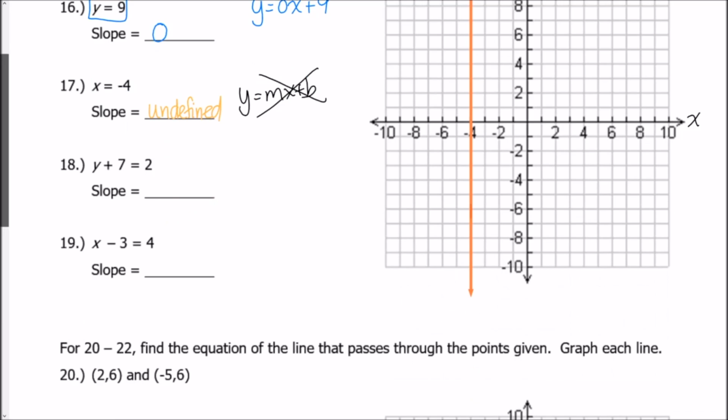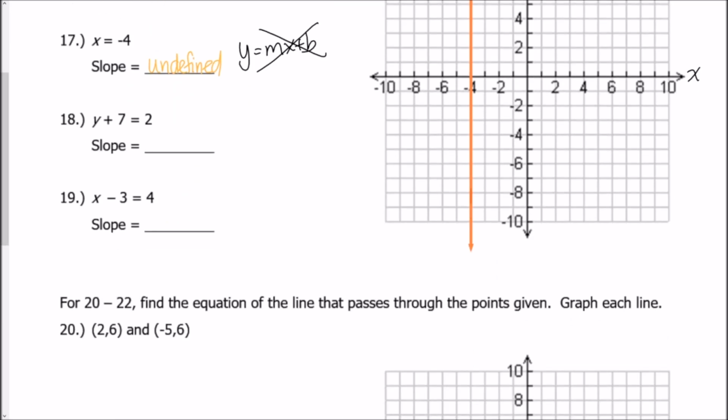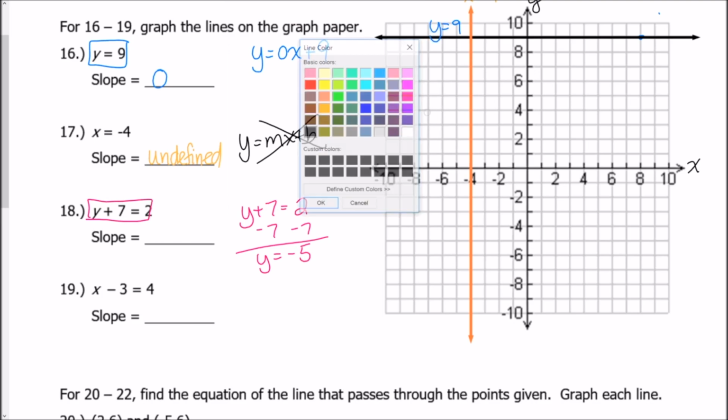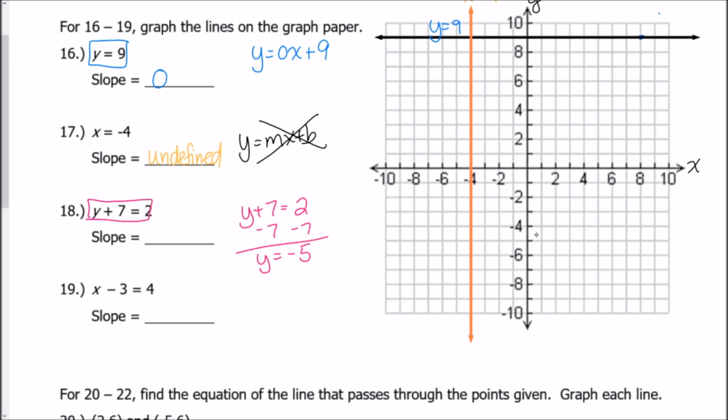Okay. For number 18, y plus 7 equals 2. What I'm going to do is I'm going to isolate my y right here. So if I have y plus 7 equals 2, I'm going to subtract the 7 to get the y alone, and I get y equals negative 5. So because I have y equals a certain value, then I'm going to have another horizontal line. So I'm going to go ahead and graph out my horizontal line right here, and I'm going to have it intersect at y equals negative 5, which is right here. So I'm going to draw my line, and it's going to go through y equals negative 5. And that's my equation for my line right here.